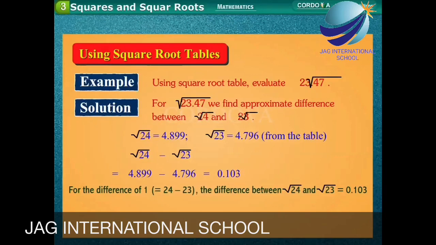For the difference of 1, which is equal to 24 minus 23, the difference between square root of 24 and square root of 23 is equal to 0.103. For the difference 0.47, it is equal to 0.103 into 0.47, which is equal to 0.04841. Therefore, square root of 23.47 is equal to 4.796 plus 0.04841, which is equal to 4.844 approximate.